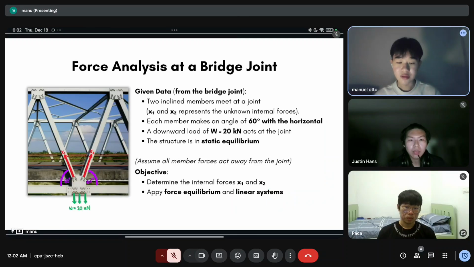Now let's look at a real example. Here we analyze a bridge joint where two inclined members meet. Each member makes an angle of 60 degrees with the horizontal, and a downward load of W = 20 kilonewtons acts at the joint. The structure is assumed to be in static equilibrium, and the goal is to find the internal forces x1 and x2 using force equilibrium and linear systems.